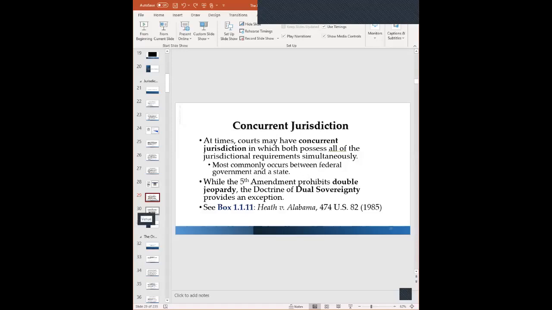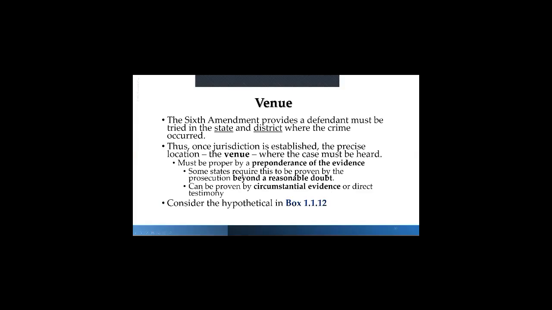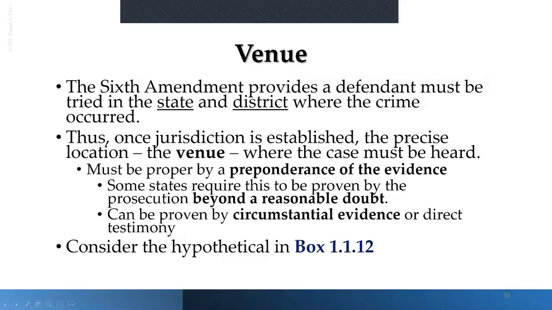So assuming that we can do all of that, we've gone through that whole system. The last question we have to ask ourselves is venue. What venue is proper, right? According to the Sixth Amendment of the US Constitution, a defendant must be tried in the state and district, a little bit more difficult, where the crime occurred.